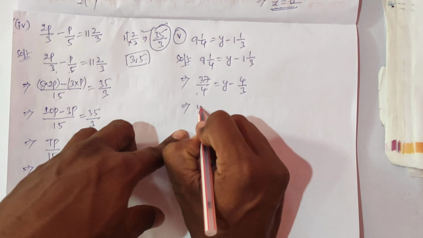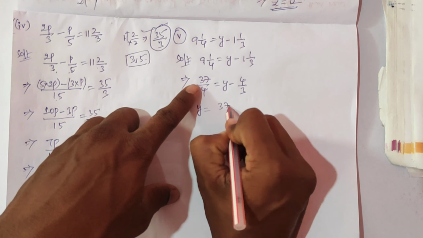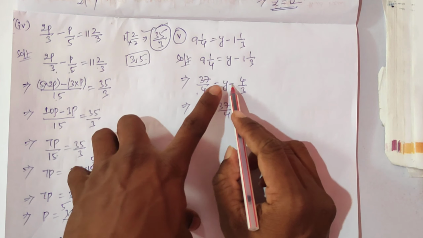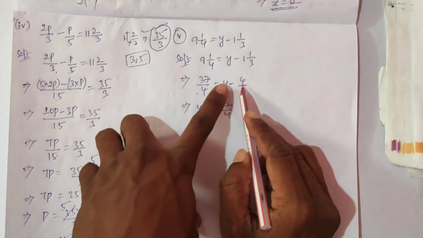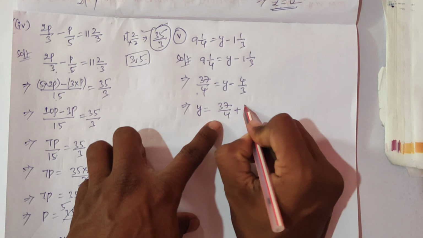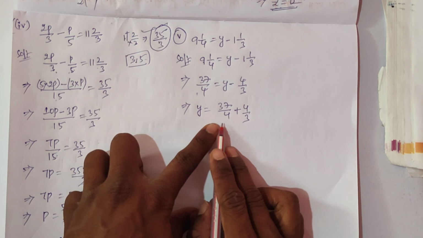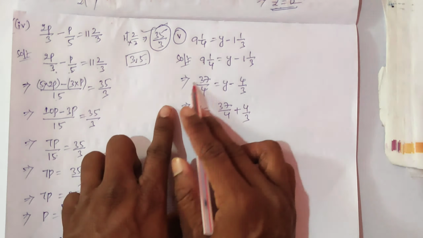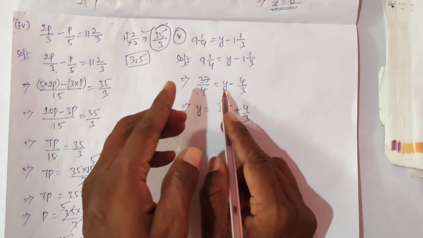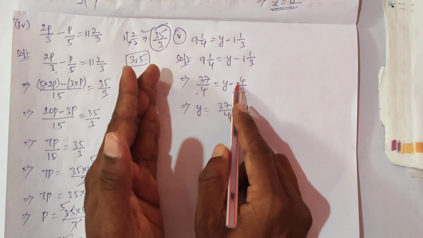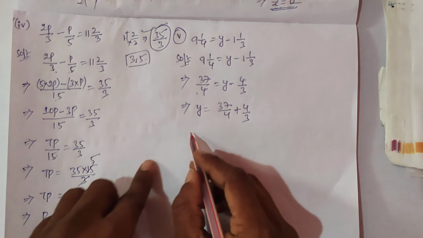So, keeping y as it is, 37 by 4. Now, if you transpose the minus quantity to the RHS side, minus becomes plus, plus 4 by 3. It's clear? Just what I'm doing, I'm transposing to the RHS side from the LHS side. So minus becomes plus. I'm writing the reverse here.